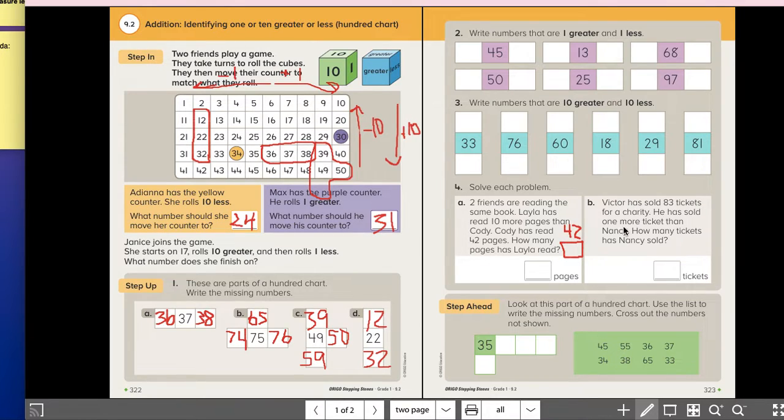Victor has sold 83 tickets for a charity. He has sold 1 more ticket than Nancy. How many tickets has Nancy sold? So if he has sold 1 more than Nancy, then they want the box right behind Victor. They want to know what's 1 less. All right? And then you're going to use these numbers to fill in these boxes. All right, and I'll leave a spot for you to upload this page.